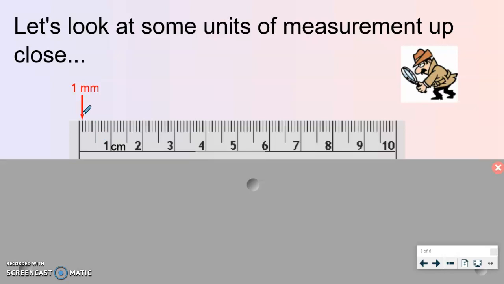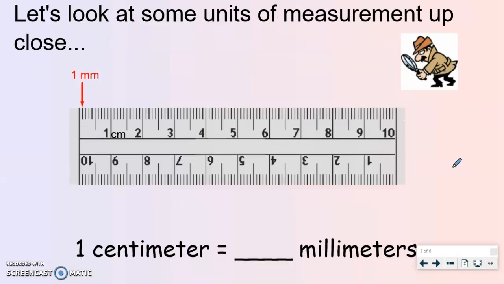So 10 millimeters make a centimeter, and then 10 centimeters will actually make what is called a decimeter. Let's go ahead and fill this in real fast. We said 1 centimeter equals how many millimeters? 10.